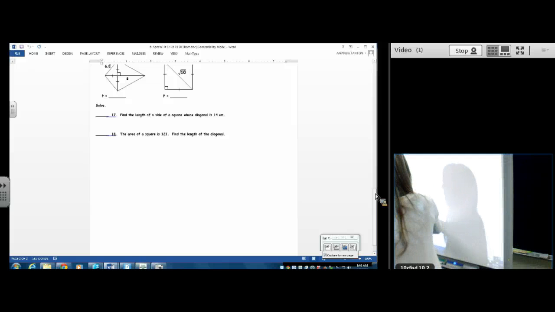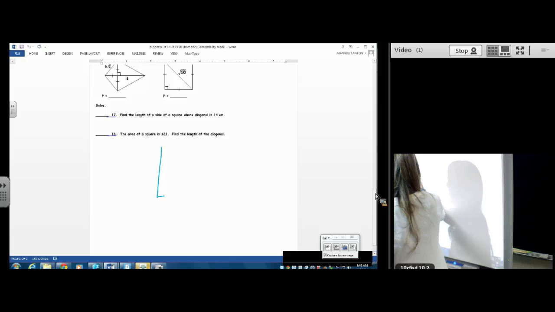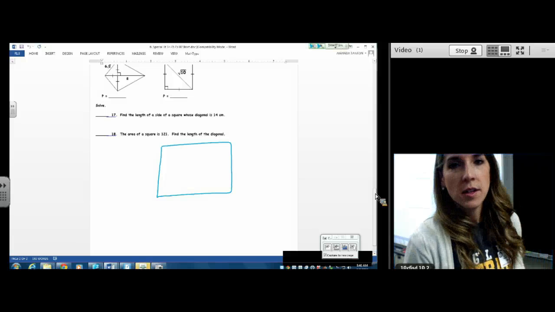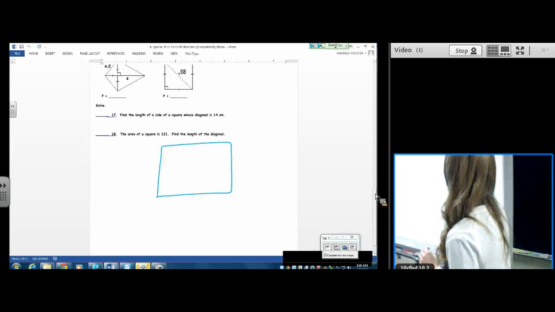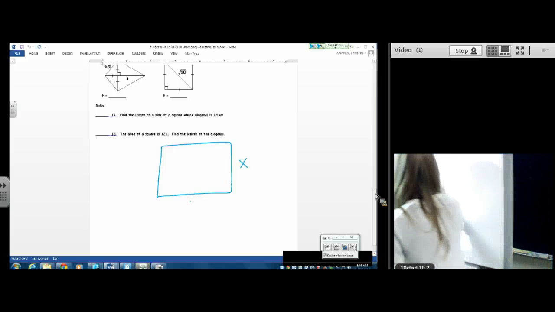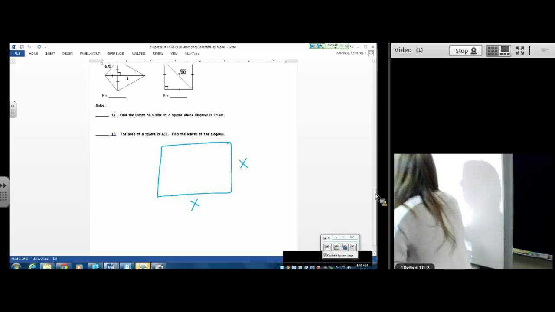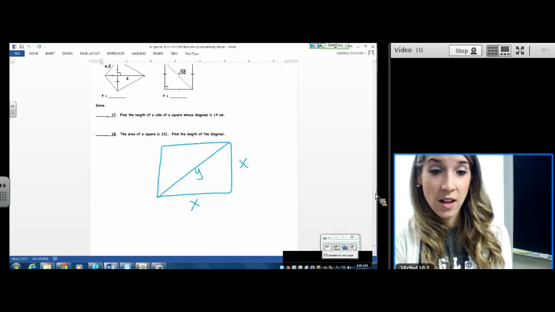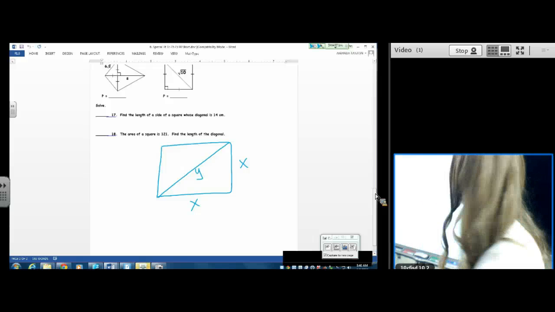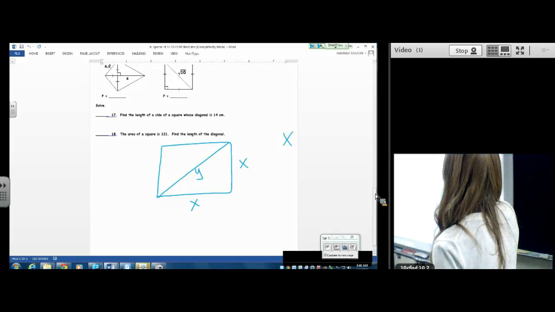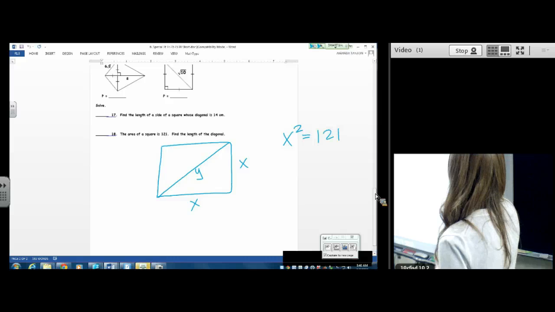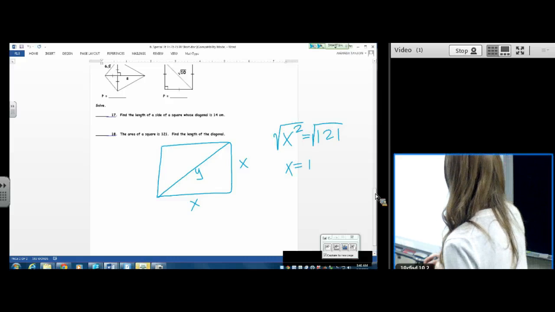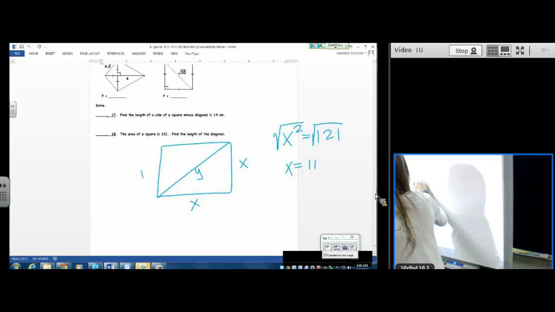The area of a square is 121. Find the length of the diagonal. So the area of a square is 121. You know that, I'll call this y. You know that to find, hopefully, the area of a square, it's just side squared, or length times width, x times x. So I know that x squared is 121. I also know that the opposite of squaring something is square rooting. So I know that the sides of this square are 11.